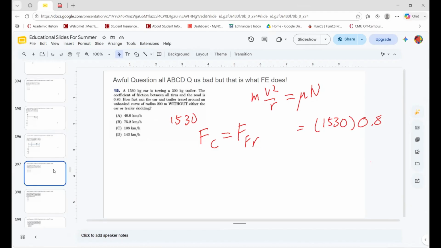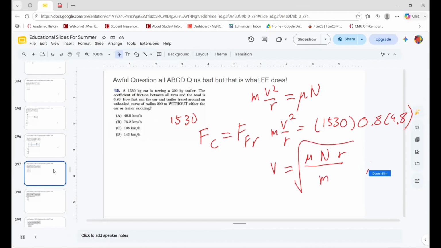So we need v equals mu n r divided by m, square root. N is mg, the 9.8. So v equals that. I hope I'm right. I think I am. Because this is mu. Yeah, I'm pretty sure I'm right. I'm just a little suspicious because we did this so many times.